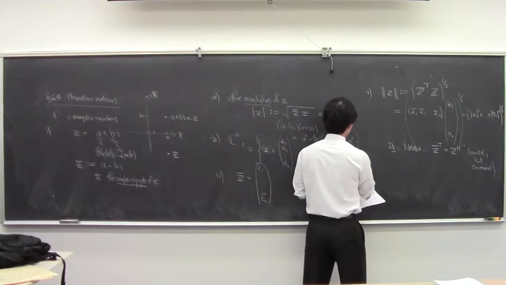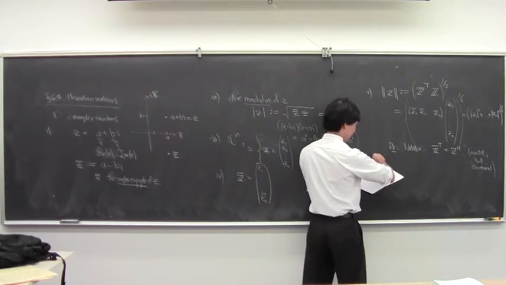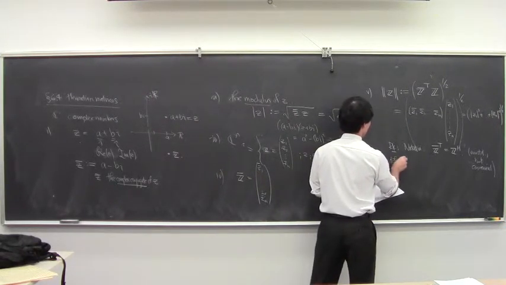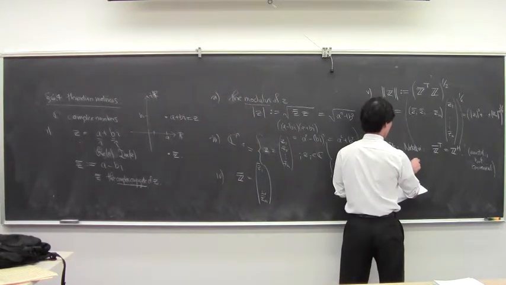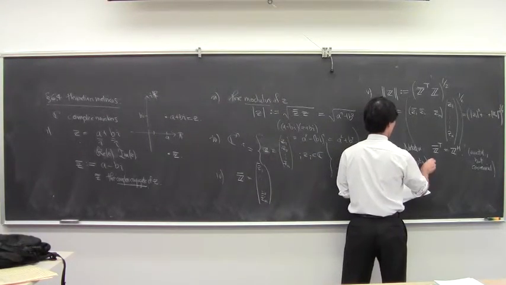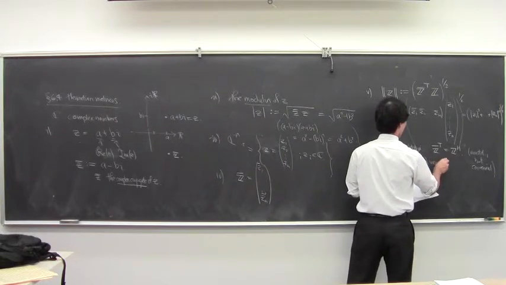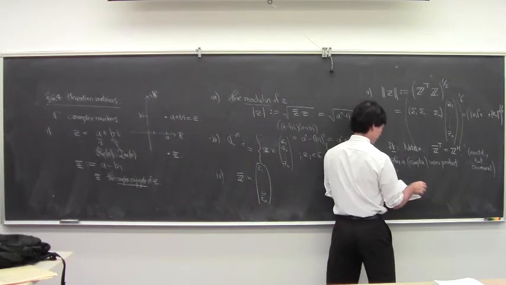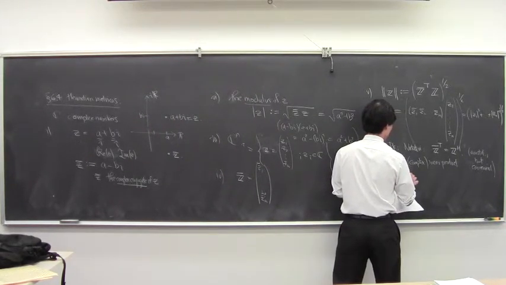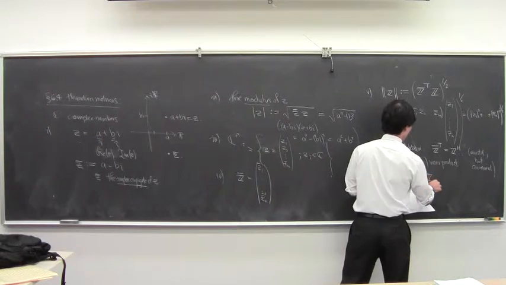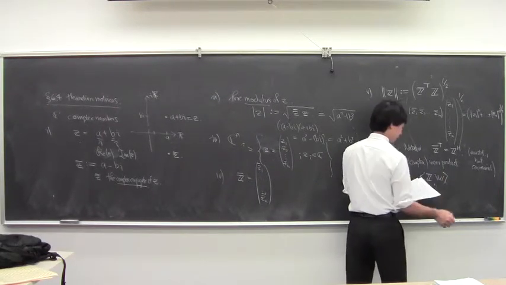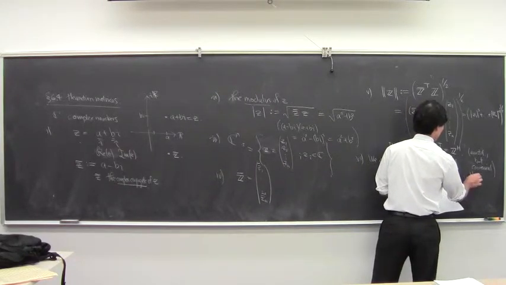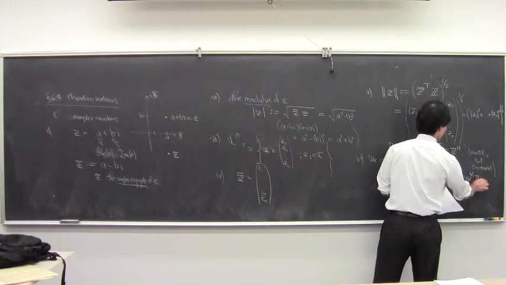Okay, going on, more notation. We can define a complex inner product on Cn by: the inner product of two vectors we define to be the conjugate transpose of the second times the first.